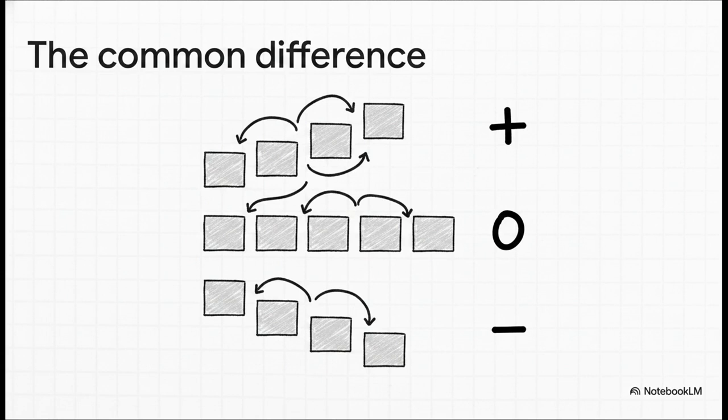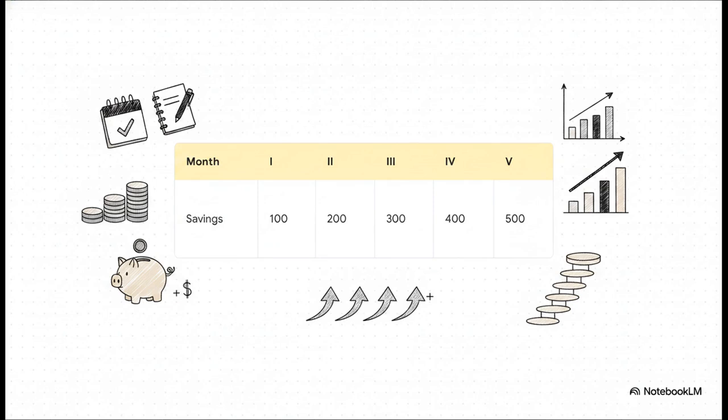The value of D doesn't just have to be a positive number. It can be positive, it can be negative, or it can even be precisely 0. Because of this constant adding of D, the terms of an AP generally look like this. The first term is A, the next is A plus D, the next is A plus 2D, and the pattern beautifully continues. Let's anchor this math in a real-world scenario so we can really grasp it.